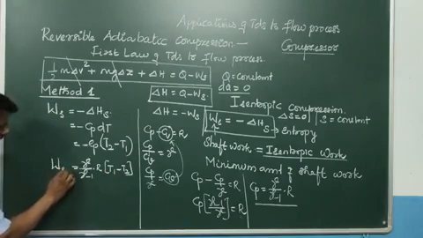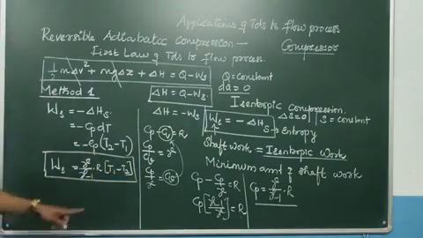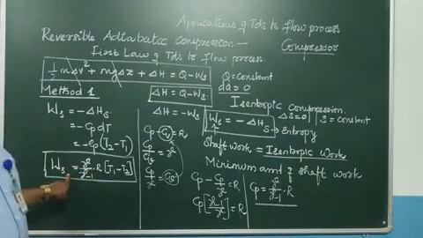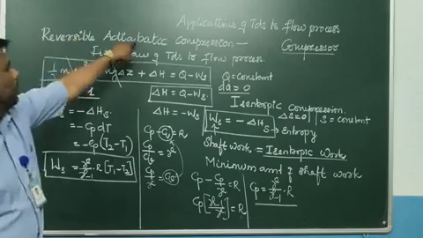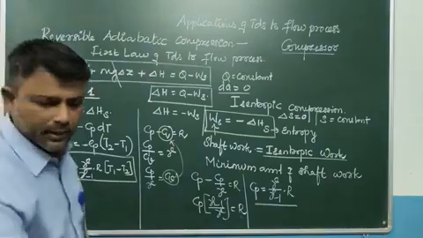Shaft work or isentropic work. This is method 1. This is the equation to estimate the shaft work for the reversible adiabatic compression process. Okay, what next? Next method.